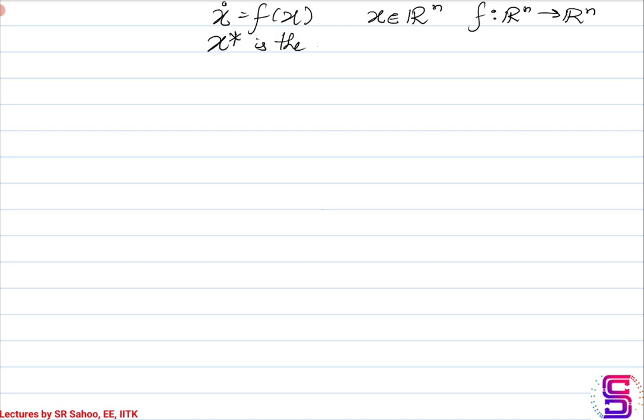In this lecture, we'll discuss some examples for linearization. But before we proceed, to recapitulate, if x dot is equal to f of x, where x is in Rn and f maps from Rn to Rn, and suppose x star is the equilibrium point that we are considering, then the linearized model would essentially be of the form del f by del x evaluated at x equal to x star multiplied by the perturbation part.